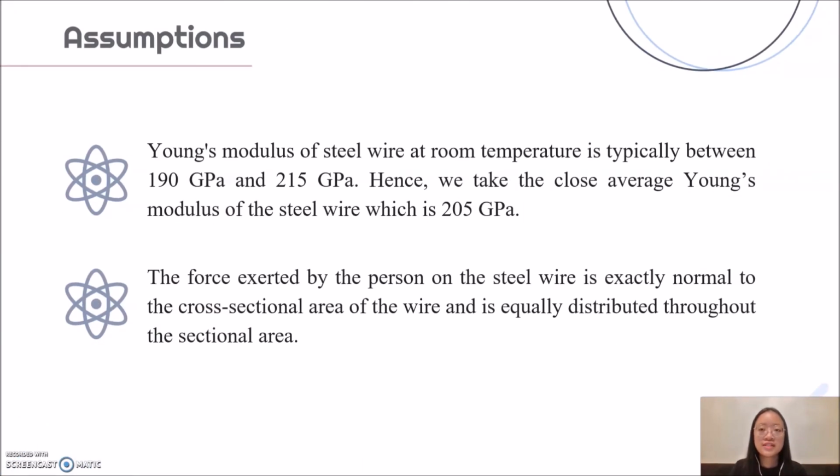There are two assumptions in this calculation. Young's modulus of steel wire at room temperature is typically between 190 GPa and 215 GPa. Hence, we take the close average Young's modulus of the steel wire, which is 205 GPa. Next, the force exerted by the person on the steel wire is exactly normal to the cross-sectional area of the wire and is equally distributed throughout the sectional area. That's all from me, thank you.